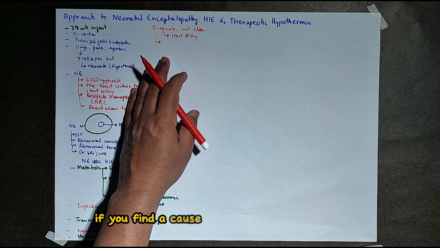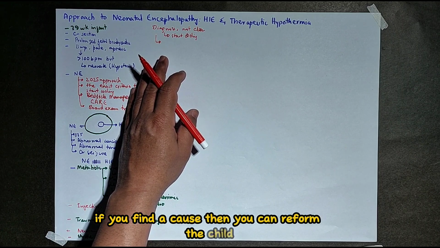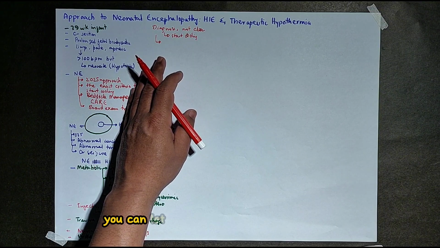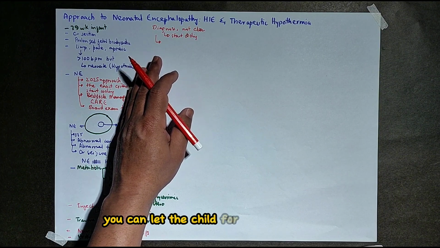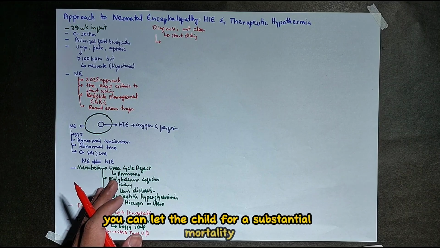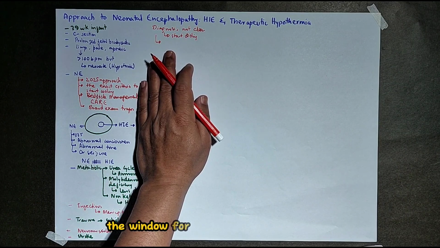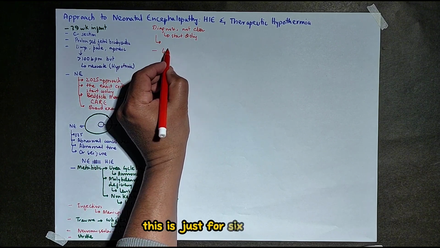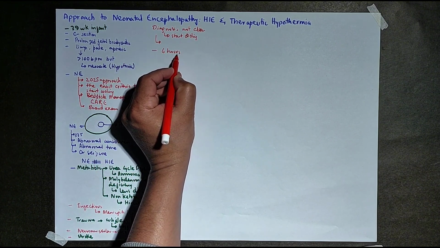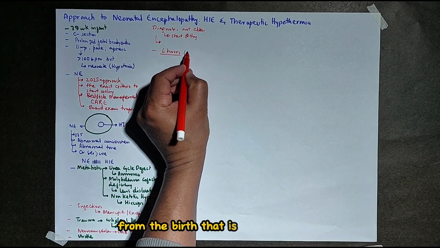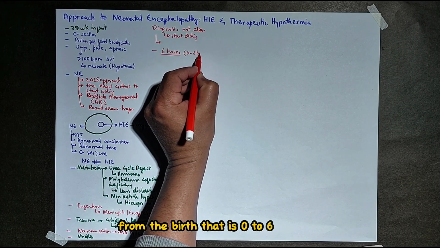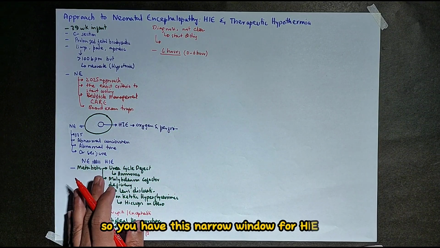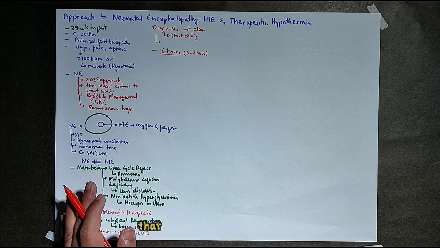If you find a cause, then you can rewarm the child. But if you miss this opportunity, you can leave the child at risk for substantial mortality. The window for cooling is very narrow. This is just for 6 hours from birth, that is 0 to 6 hours. So you have this narrow window for HIE to start therapeutic hypothermia, that is the cooling process.